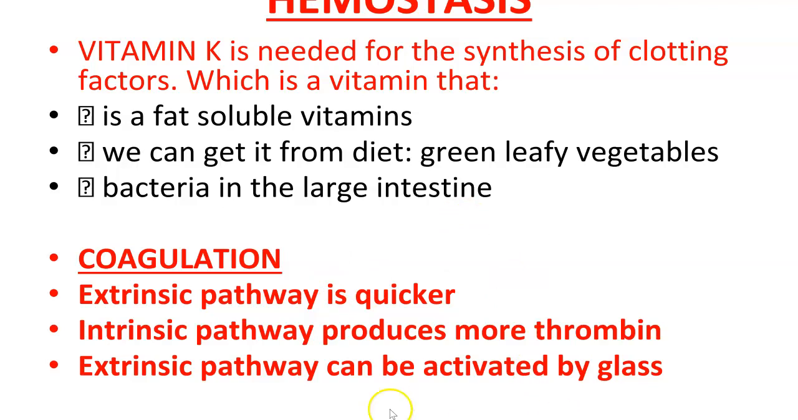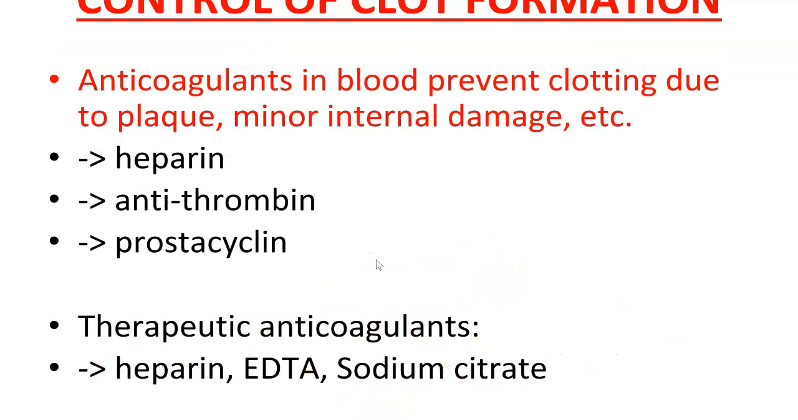Okay, so do know the particulars of the extrinsic and the intrinsic pathway. Now, if the body does not need the blood to clot, we will need anticoagulants in the blood at all times to prevent clotting. Clotting may be occurring due to things like plaque or minor internal tears in the blood vessels. So we don't want uncontrolled clotting taking place in our blood vessels.